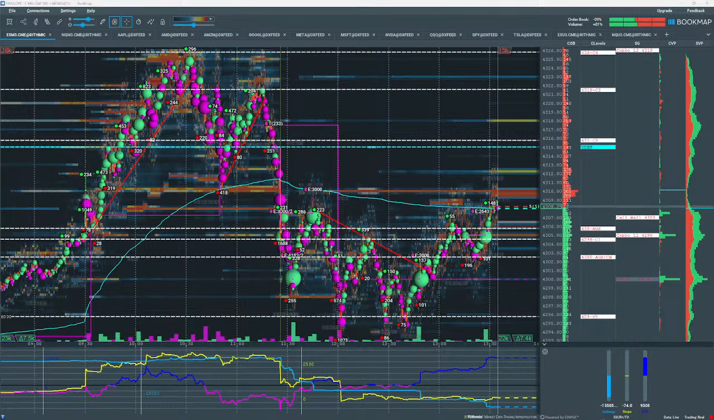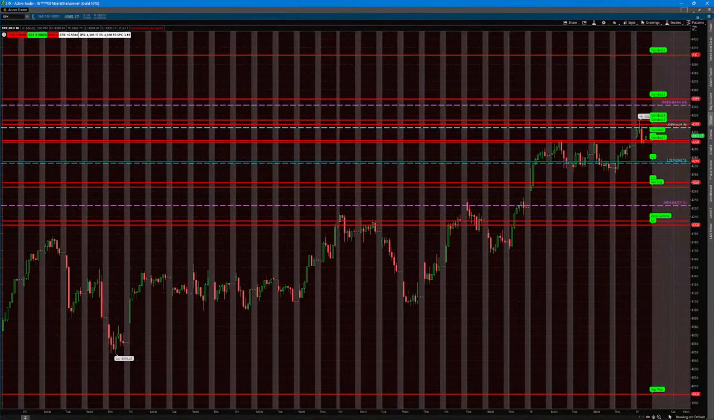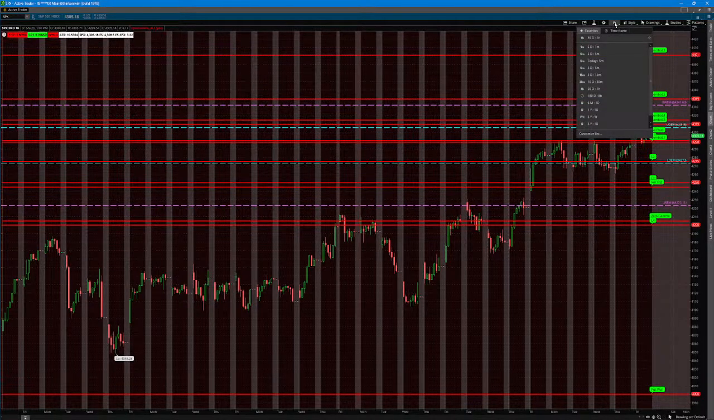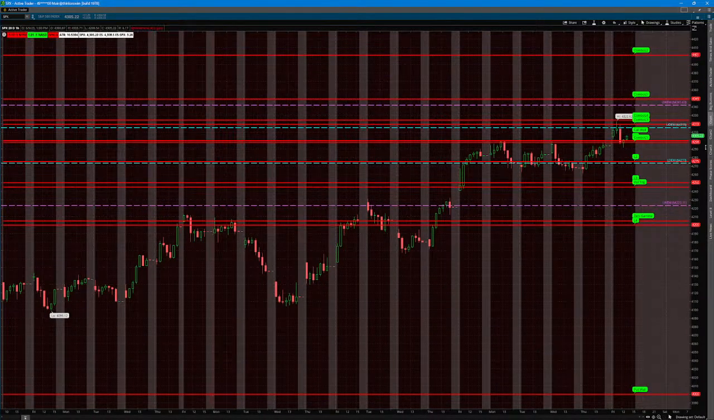Before I take a closer look at this chart, this is Bookmap ES futures. I'm going to take a look at a larger time frame. This is SPX in a 30-day, 1-hour chart. Let's change the time frame a little bit. I'm going to go to 20 days, just so we can see the current market a little bit more clearly.